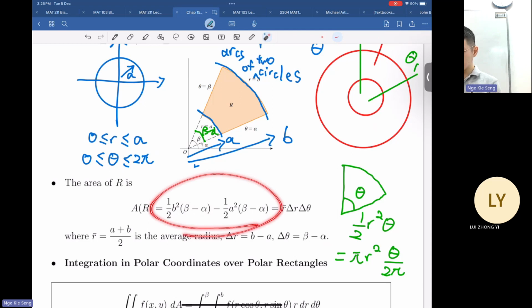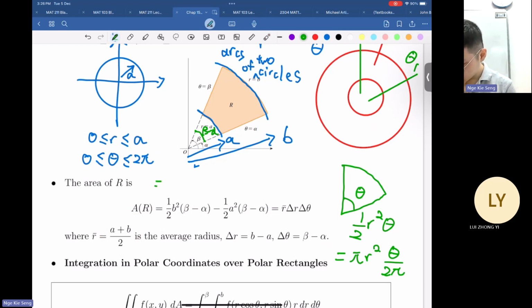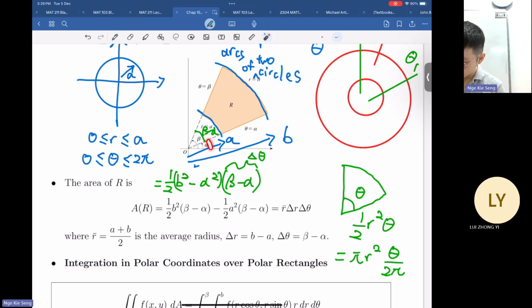And then we can rearrange the terms here. We can factorize beta minus alpha out. So let me do it for you. Let us pick up the beta minus alpha term. This part, beta minus alpha, is what? It is the change of angle, from alpha going to beta. Does it make sense? From alpha going to beta.